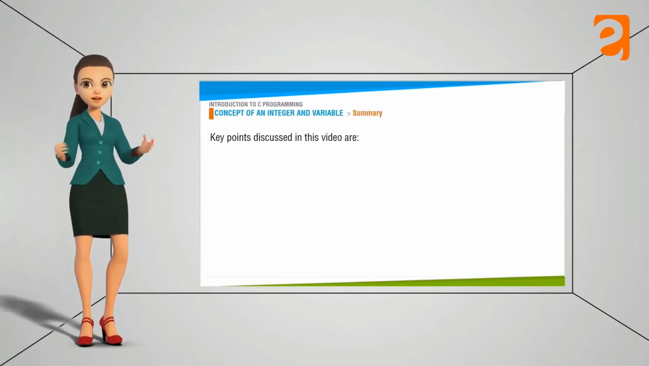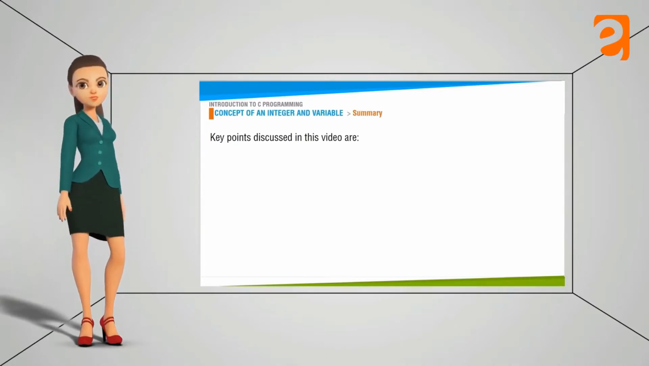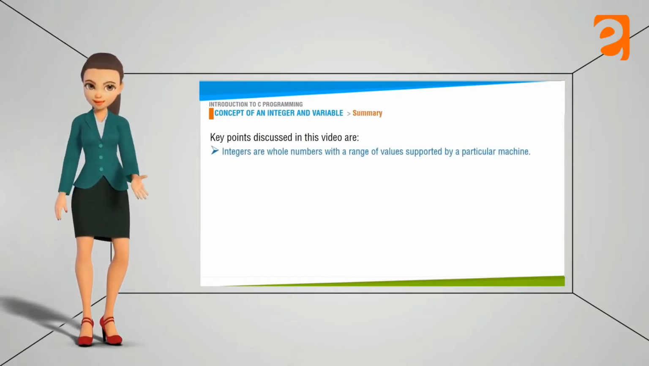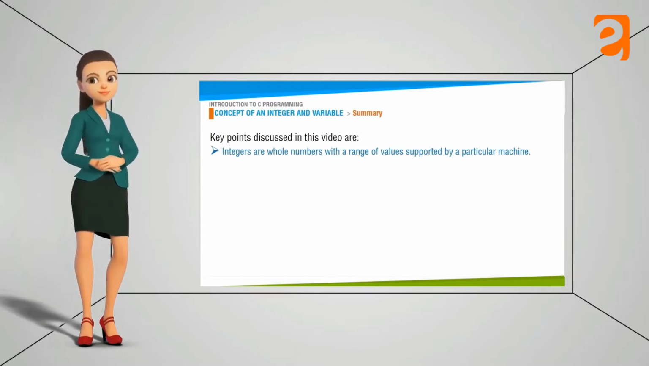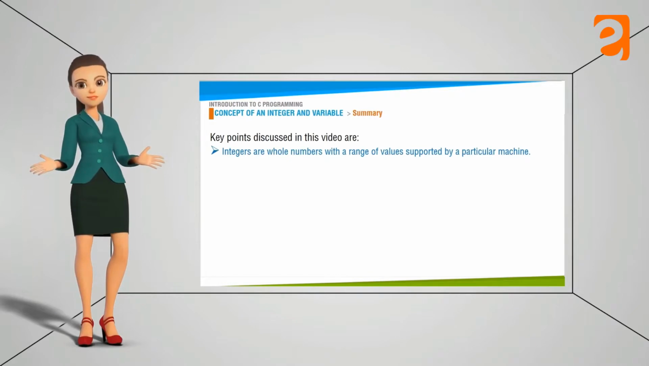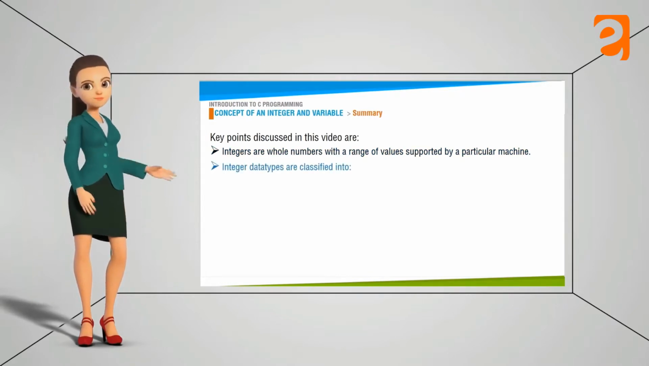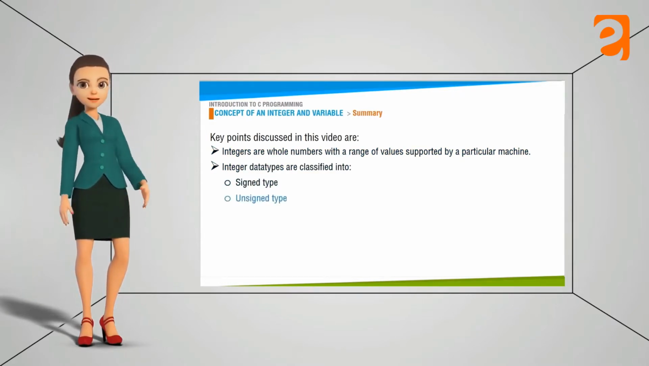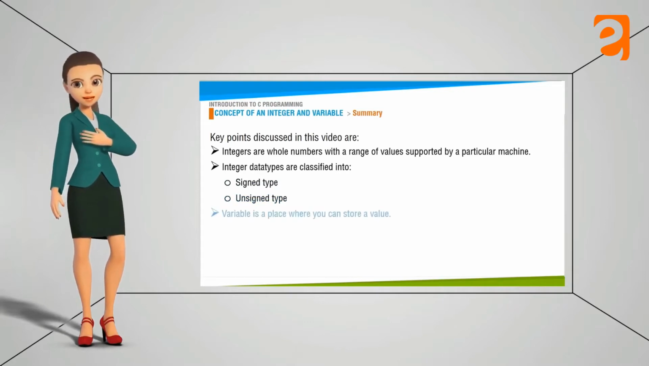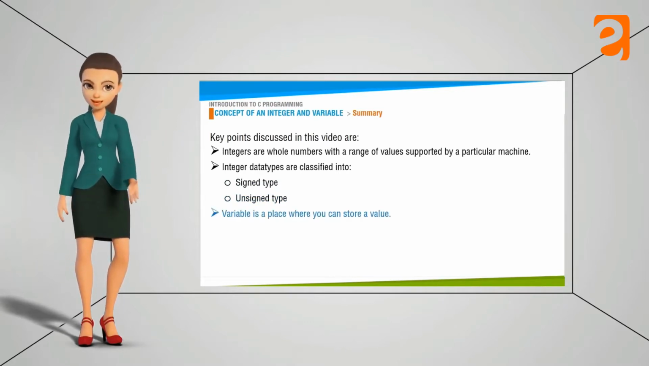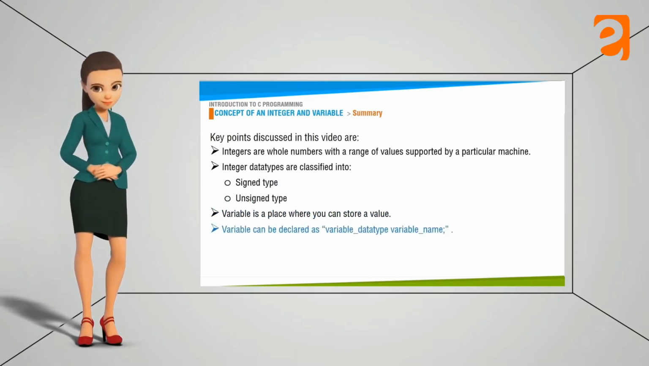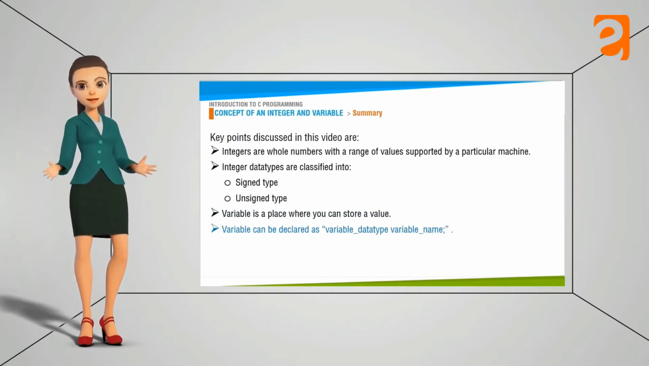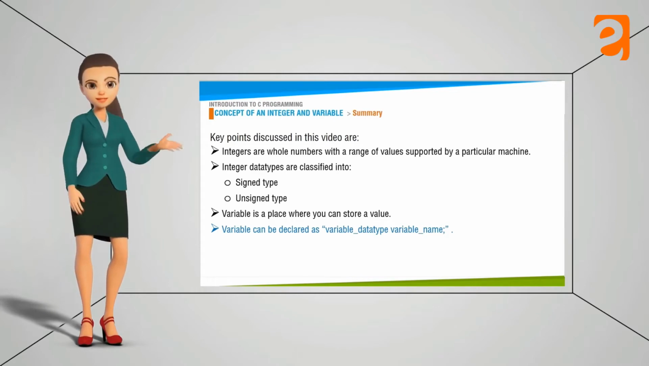The key points discussed in this video are: integers are whole numbers with a range of values supported by a particular machine. Integer data types are classified into signed type and unsigned type. Variable is a place where you can store a value. Variable can be declared as variable data type, variable name, followed by a semicolon.